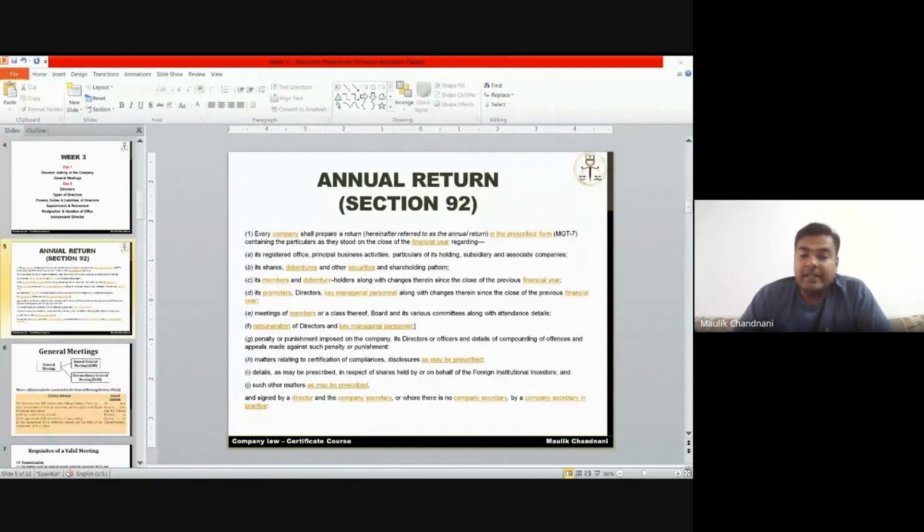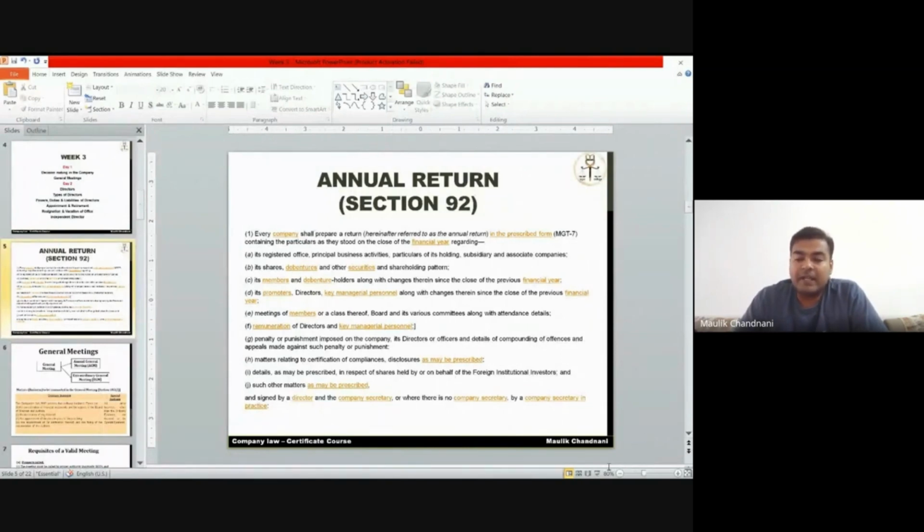Now, in this management and administration, there are a lot of points which deal with first the register of members, register of debenture holders, annual return, some other critical aspects of administration, followed by the types of meetings, which includes the general meetings of the shareholders, that is annual general meeting and extraordinary general meeting. So let us start our discussion with the basics of the management and administration, that is annual return.